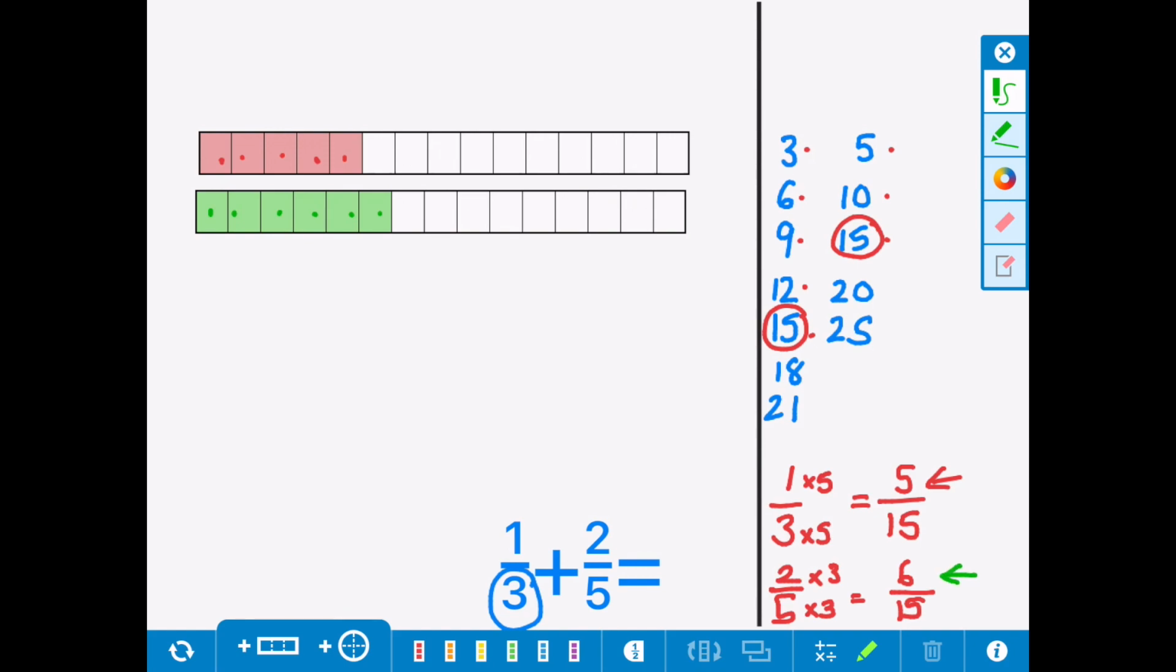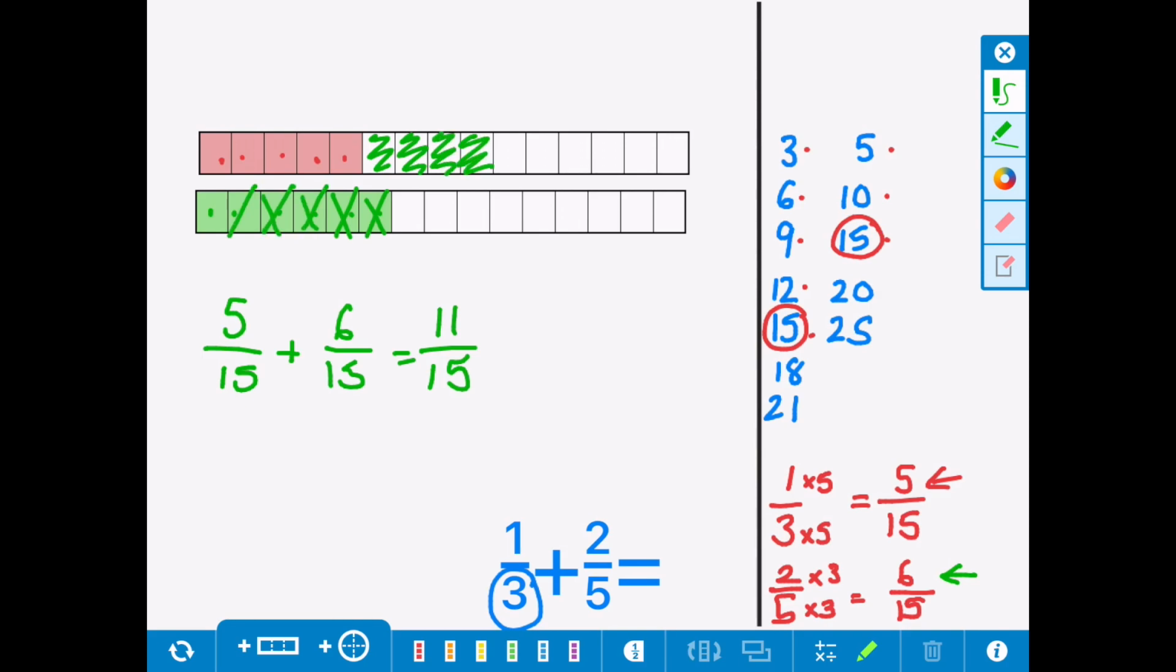I can now add those together, so 5 plus 6, so 5 15ths plus 6 15ths gives me 11 15ths. And actually if I was to cross this out, colour this one in, and cross this out, and colour this one in, cross this out, colour this one in, cross this one out, all the way through, I can actually check pictorially that that's correct. So I've got 1, 2, 3, 4, 5, 6, 7, 8, 9, 10, 11 15ths. So that tells me that a third plus 2/5 is 11 15ths.